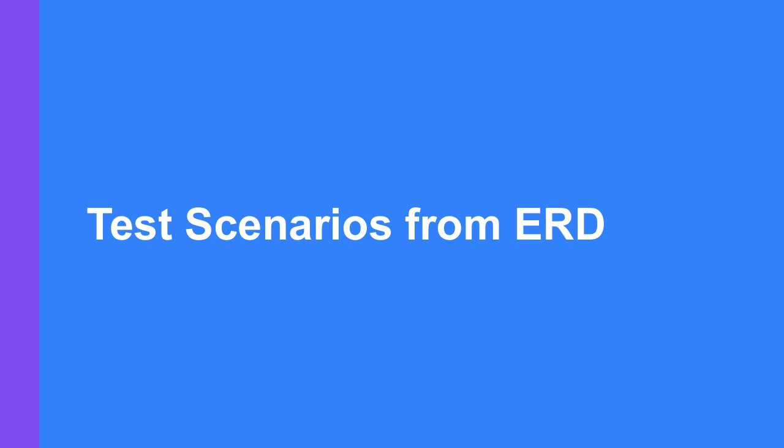Now that we've explored how to view the ERD and some critical validation checks, let's focus on designing test scenarios based on the ERD itself. Understanding entities, their attributes, and especially the relationships between tables helps us identify key areas for testing. For example, we can create scenarios that verify the integrity of foreign key relationships, ensure data consistency across linked tables, and validate that business rules like mandatory fields or unique constraints are enforced.